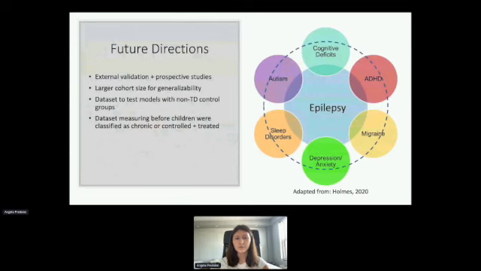Future directions include external validation or testing this model with a different population, as well as prospective studies or collecting new data to test the model on. A larger cohort size would improve the generalizability of the results.